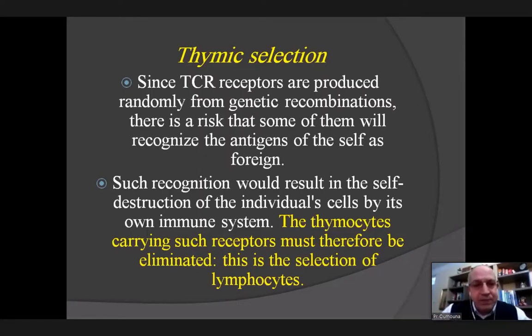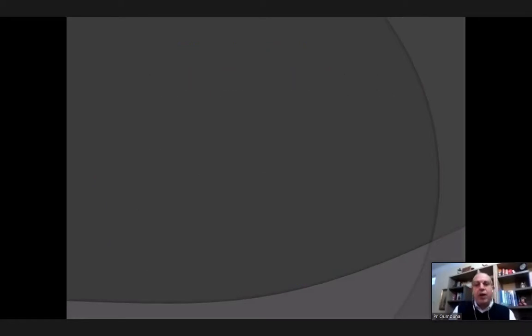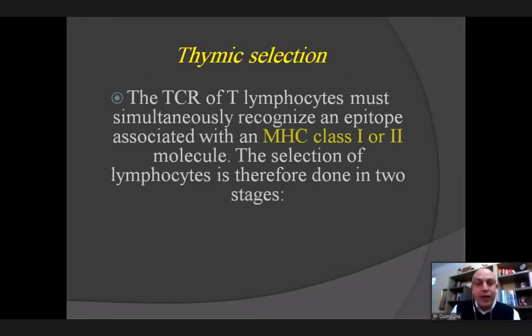Thymic selection. Since TCR receptors are produced randomly from genetic recombinations, there is a risk that some of them will recognize self-antigen as foreign. Such recognition would result in the self-destruction of the individual's cells by its own immune system. The thymocytes carrying such receptors must therefore be eliminated. This is the selection of lymphocytes. We will see how this selection occurs and when.